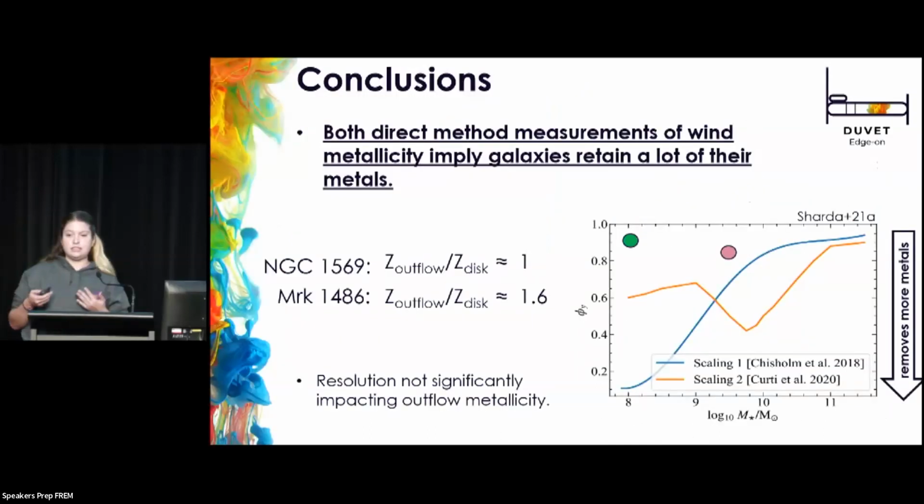And how does this translate to our pi y value, where we want to compare with the analytical models and our previous observation of Mercurium 1486? As we can see here, a reminder, pi y represents the amount of metals that stay in the disk. So again, we are observing that galaxies retain more metals than what we expect from the models. And yeah, we would like to add more observations to this plot.